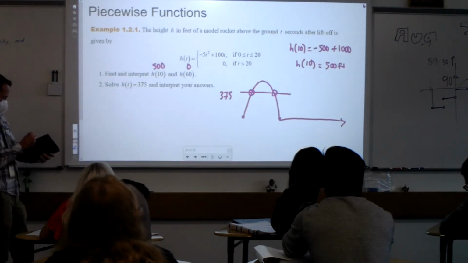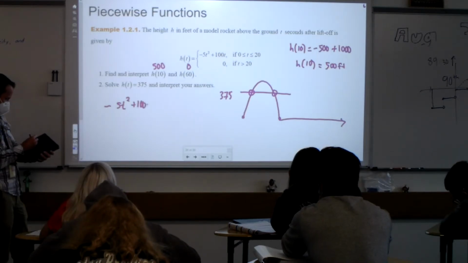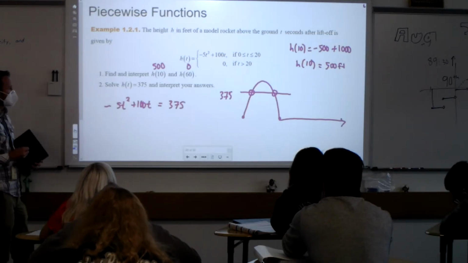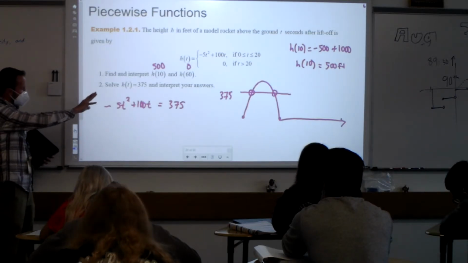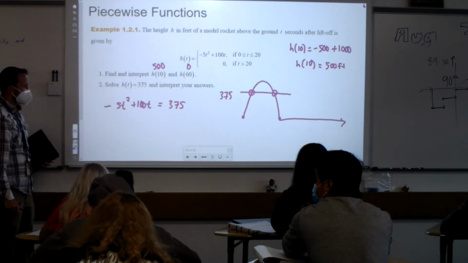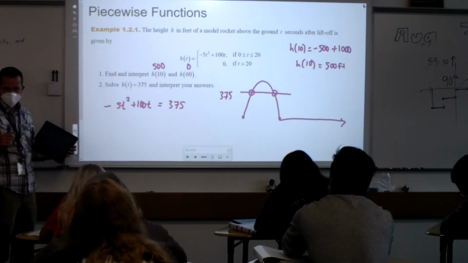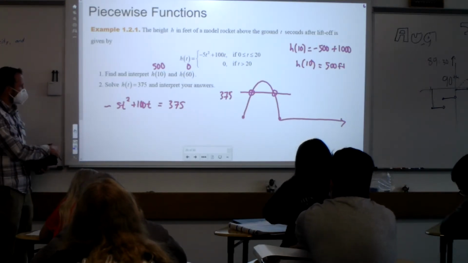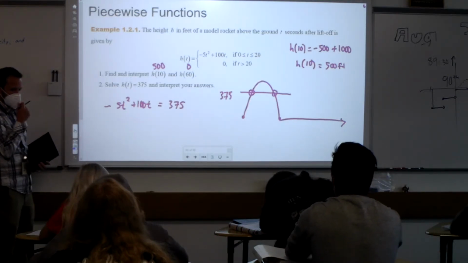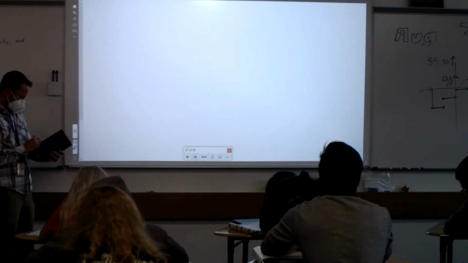So what we would do is set negative 5t squared plus 100t equal to 375. From there, we'd get it all on one side. We would factor, set it, and solve from there using the quadratic formula. I'm not going to do that right now. You know how to do that, right? If you don't, come get help. So that's a general idea. Main focus here is piecewise functions. You feel okay? We've got one more and we'll take a break, all right?